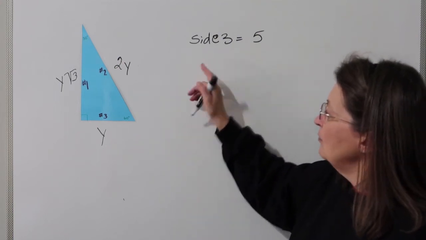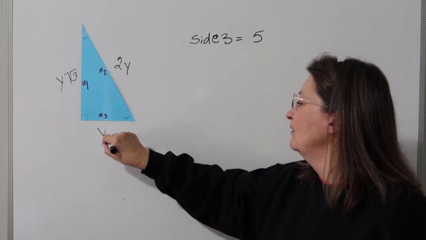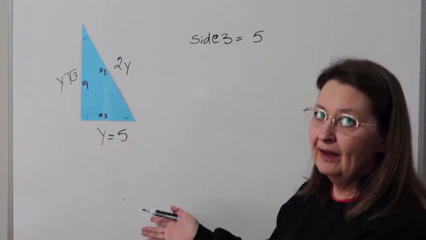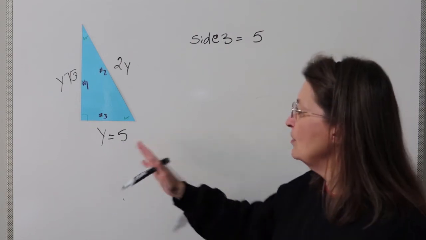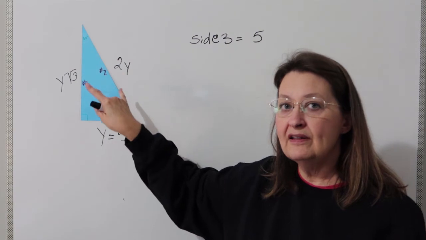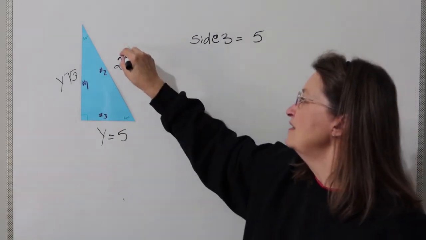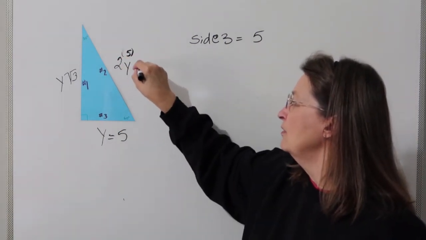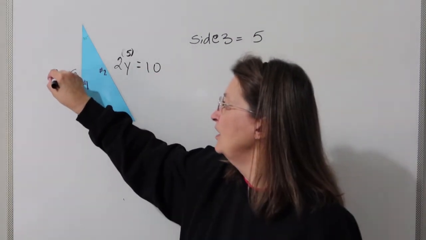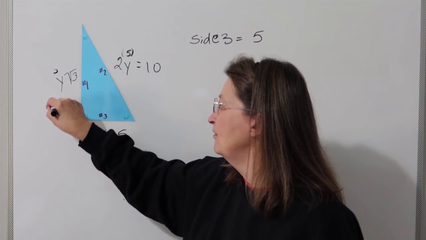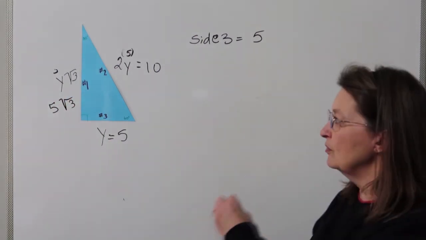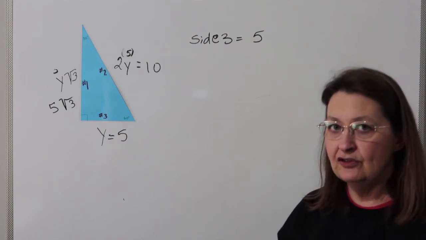So if side number 3 is equal to 5, we can put that down here. y is equal to 5. And you don't even have to solve an equation. That is the answer. So now all we have to do is substitute this number up here in these other 2 sides for y. If I substitute 5 up here, then that gives me 10. If I substitute 5 here, then that gives me 5 square root of 3. And that is the length of the 3 sides of a 30, 60, 90 triangle.